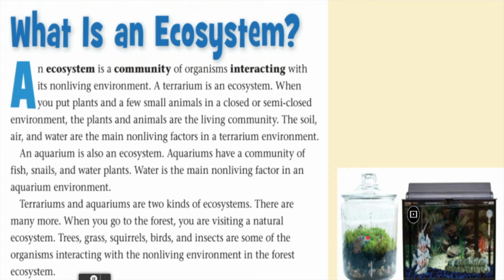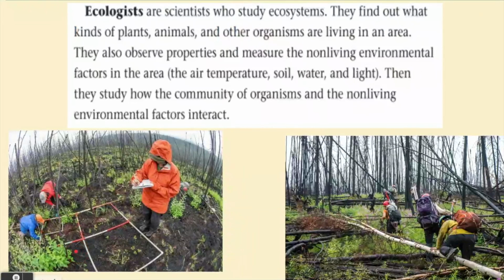See, this is a terrarium and this is an aquarium. These are two man-made ecosystems that we can see. Terrariums and aquariums are two kinds of ecosystems. There are many more. When you go to the forest, for example, you are visiting a natural ecosystem. Trees, grass, squirrels, birds, and insects are some of the organisms interacting with the non-living environment in the forest ecosystem.